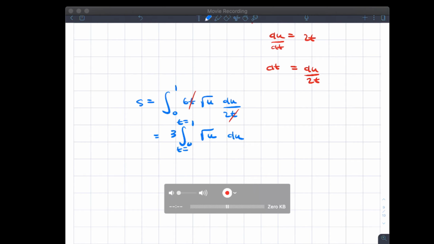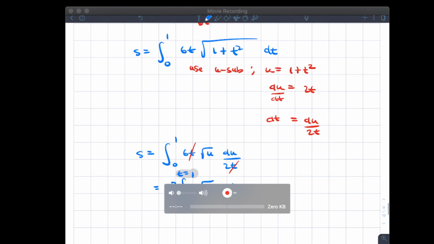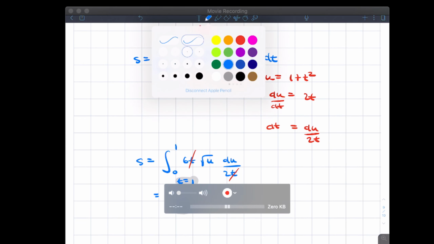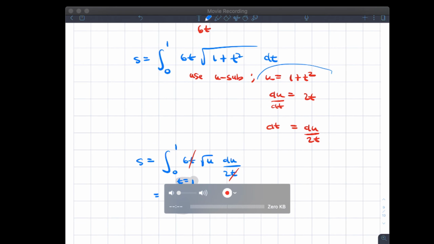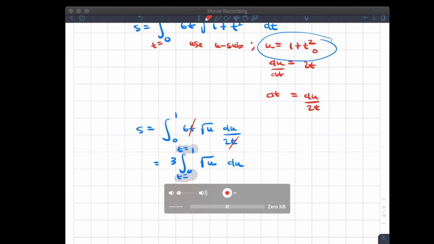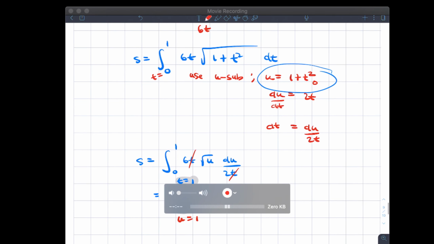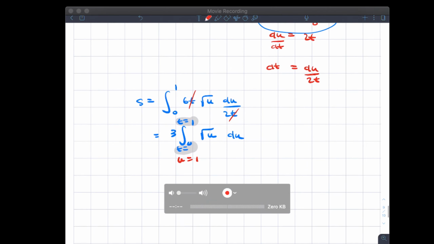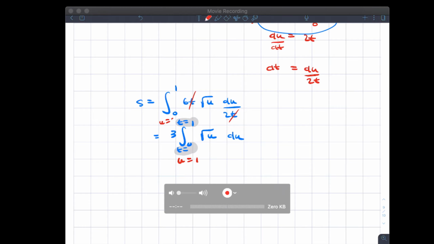So you guys know you probably want to change your limits. I mean, not probably, change the limits. So you have to go back to what u is. And you say, here's my u, right over here. Plug in t is 0. If you plug in 0, I get 1 plus 0 squared is 1. So my u is 1 when t is 0. And then when I plug in t is 1, I get 1 plus 1 squared, which is 2. So now I have u is 2.